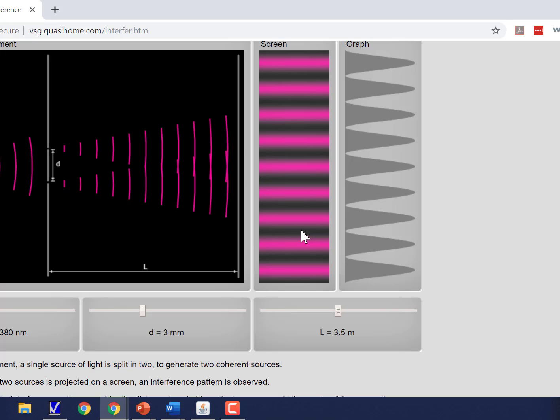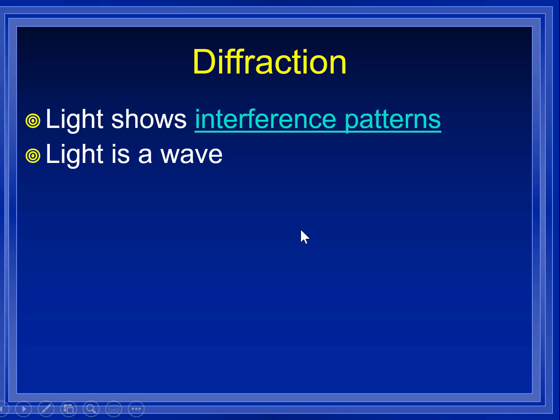Does that make sense? Okay, so that can only happen if you start with a wave. Because only a wave can go through both holes at the same time. Okay? Light is a wave.